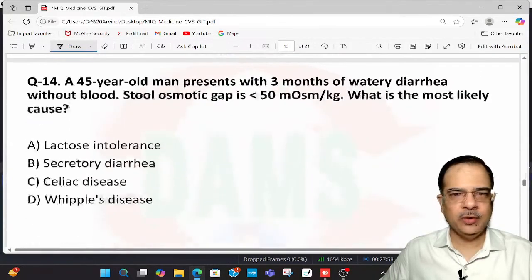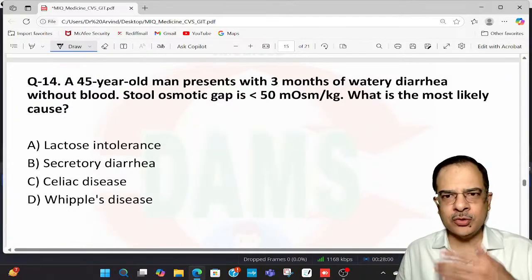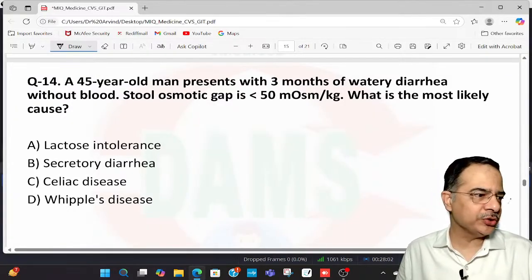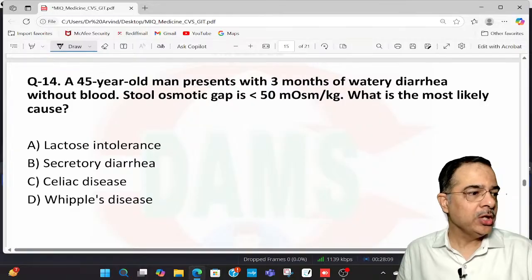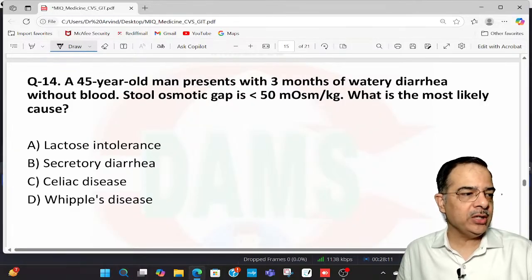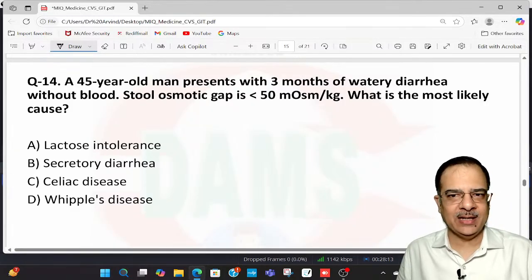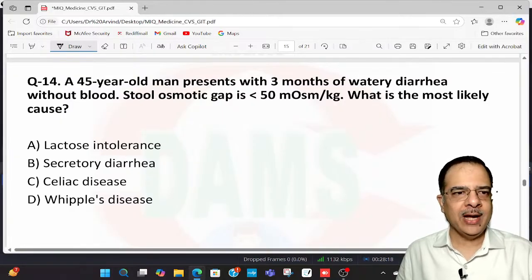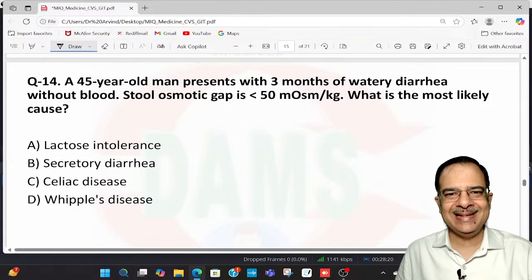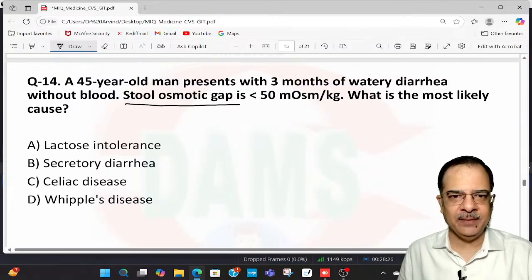All right. Moving on to the next set of questions. Now I think we have come to the GIT questions. In VTach, defibrillation is used, so the answer would be asynchronized. Remember, defibrillation is for polymorphic VTach and ventricular fibrillation. Now, a patient has 3 months of watery diarrhea without blood. Stool osmotic gap is less than 50. What is the most likely cause? Whenever stool osmotic gap is given to you and it is less than 50, this is a case of secretory diarrhea.